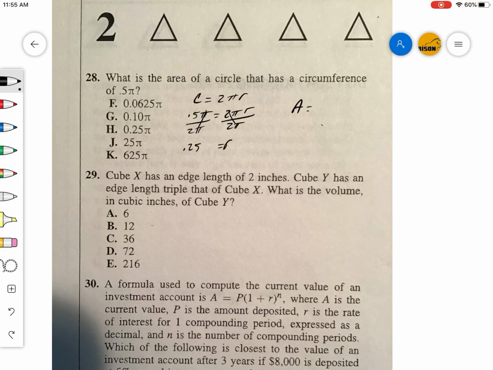So now A equals, oops, that's the wrong formula. Pi r squared. R is 0.25, so I've got to do pi times 0.25 squared, which still is not an answer choice. But if I do 0.25 squared, it tells me 0.0625, and then I know that if I put pi beside it, it's going to be F. But again, if you want to figure out what the decimal is for that, multiply it by pi.